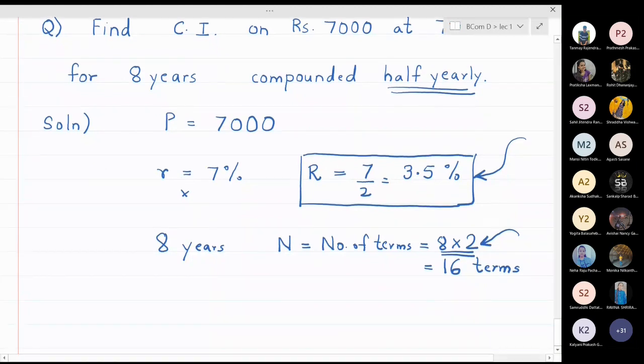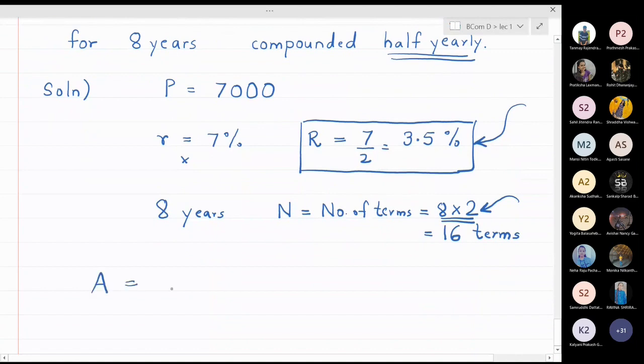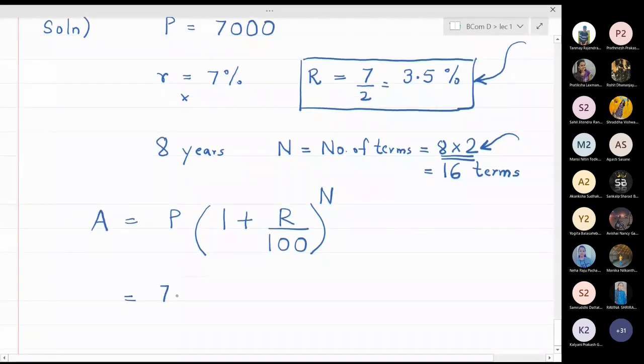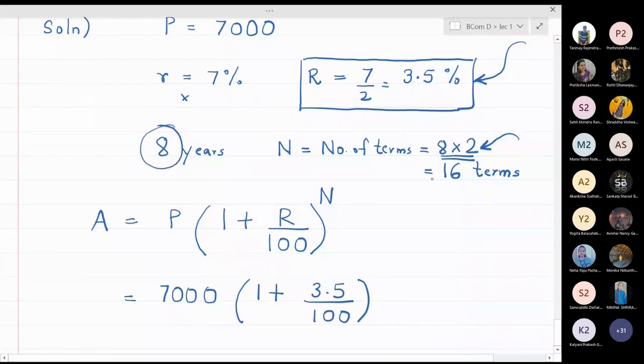So now let us solve the problem. What is the compound interest? First of all, let us write the formula: A is equal to P into (1 plus R upon 100) raised to n. What is n standing for? N is standing for number of terms, means how many times you are going to calculate the compound interest. P is equal to 7,000 into bracket 1 plus rate. The rate is 3.5. I'm not going to use the rate as 7% because I'm solving the problem for compounded half yearly. So I'm going to write 3.5 upon 100 raised to n, where n stands for number of terms. How many terms? Should I write 8 or should I write 16? We are solving the problem for half yearly, so I should write the number of terms as how much?